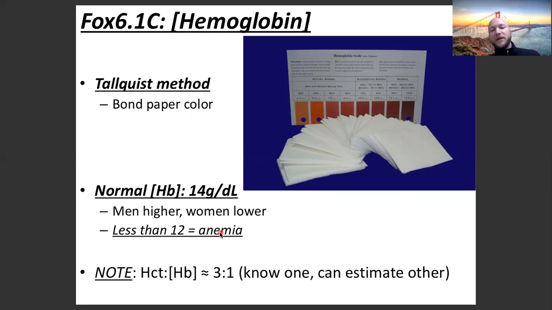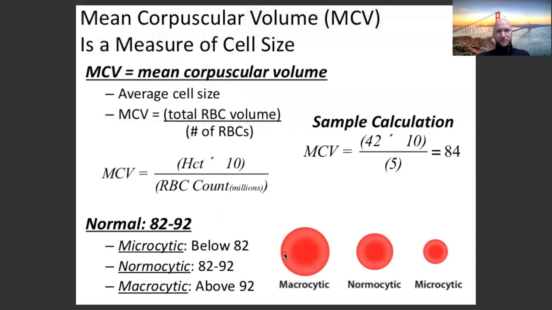If you're able to calculate hematocrit, you can guesstimate hemoglobin concentration. And if you know hemoglobin concentration, you can guesstimate hematocrit, because typically hematocrit is 3 times higher than hemoglobin. If you know one, you can estimate the other.